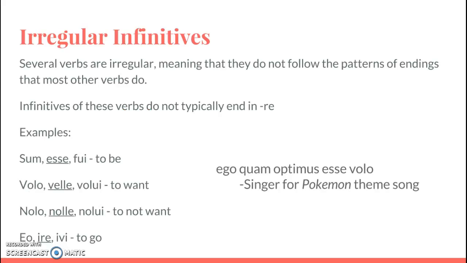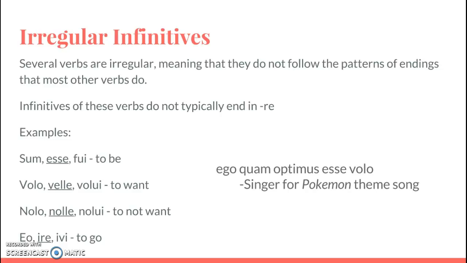And lastly, we have our irregular infinitives. Like I said, 99% of the time, an infinitive will end in RE. The only 1% when it doesn't are these few verbs that are irregular. So you have sum and esse. That means to be. That's sum, es, est, sumus, estis, sunt. We see it all the time. Then we have a couple of our new verbs.